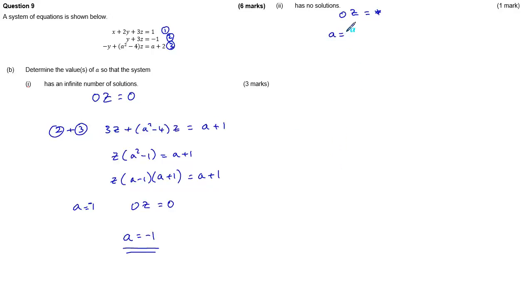If we take a equal to 1, then we get 0z is equal to 2, and that's our situation for no solutions. So when a is 1, we get no solutions.